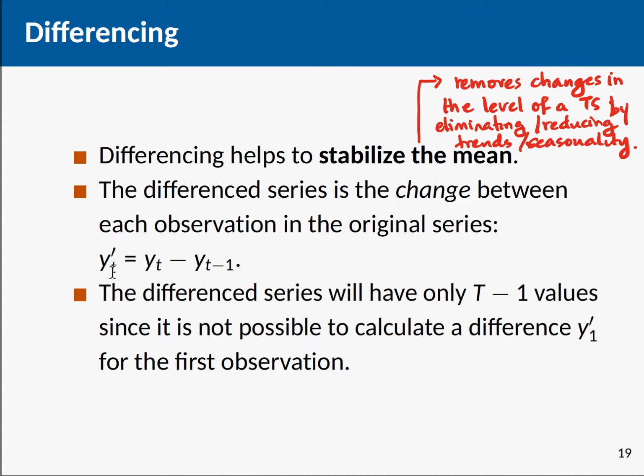So if you were looking at the change, this is just the value yt at time t minus the value at t minus 1. So you would have another time series, which is your differenced time series. And that difference time series would only have t minus 1 values because you don't have a possible value for the first observation.